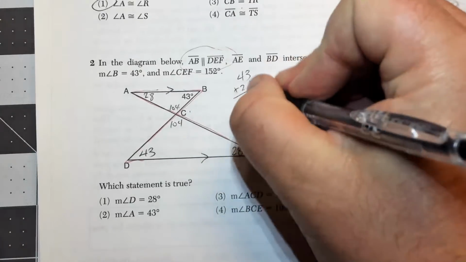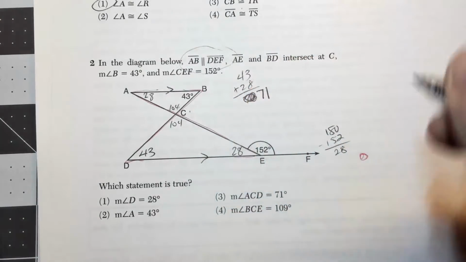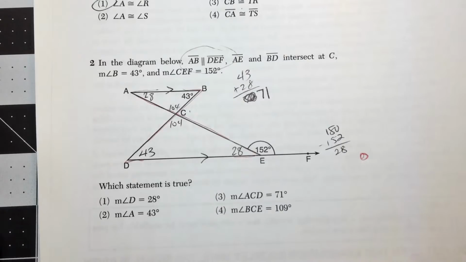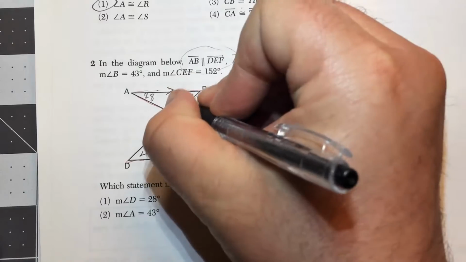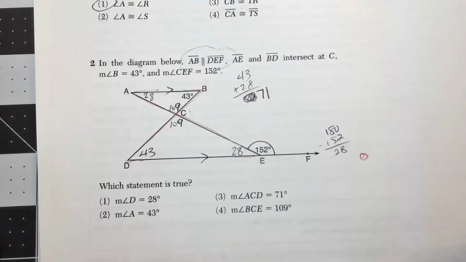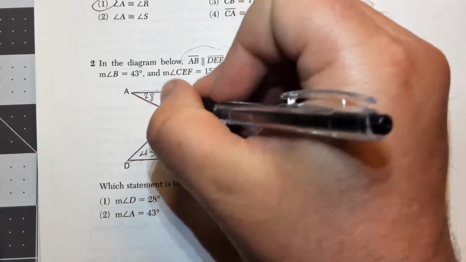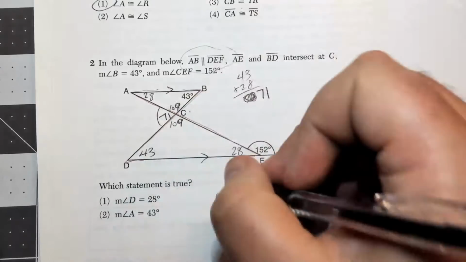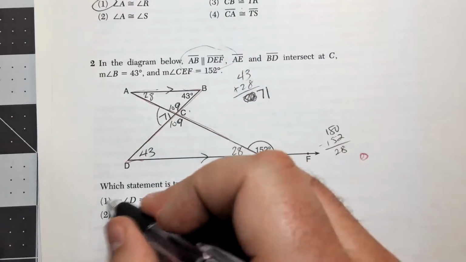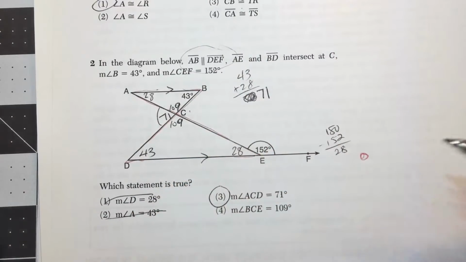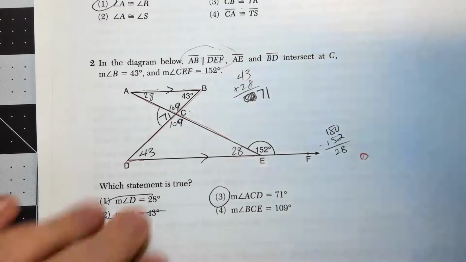71. Oh, there's a problem. 71. Look at that, people. Okay. And then if that's 71, this is 109. So now that makes a little more sense. So is BCE going to equal 109? What about ACD equaling 71? And that would be true because these have to be supplementary. Okay. So we know these are out. And then we have to double check our math to make sure this is going there. All right.